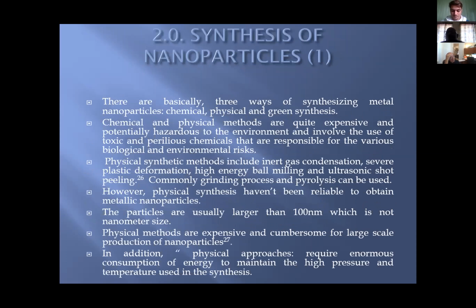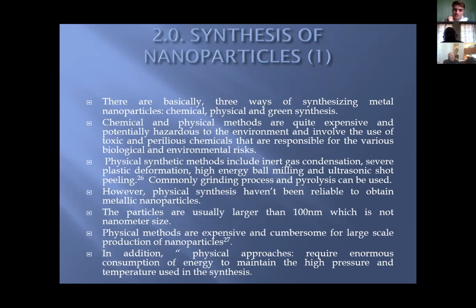Now, before you can use your nanoparticle, you must design it and you must synthesize it. Synthesis can be divided into three categories. You can have physical synthesis, you can have chemical synthesis, and you can now have, in recent years, green chemistry synthesis. Now, the physical methods include inert gas condensation, plastic deformation, high energy ball milling, ultrasound peeling. The whole objective is to grind the particle to a nanometer size, below 100 nanometers. So that will be a top-down approach.